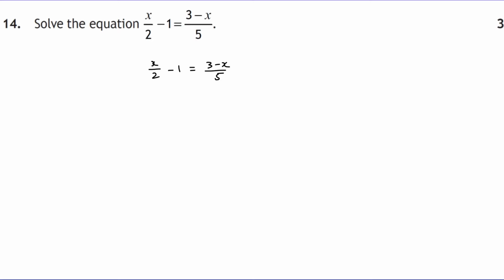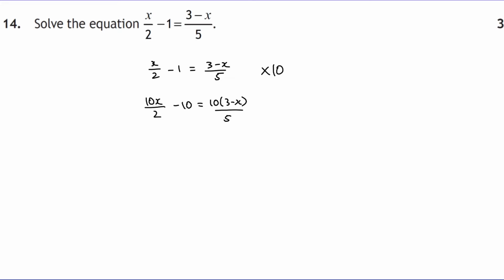So let's look at the denominators, 2 and 5. The lowest common multiple of 2 and 5 is 10. So we're going to multiply everything in this equation by 10. I'm just going to lay this out in full. So 10 times x over 2, multiply that by 10, and multiply this side as well by 10. Every single term in that equation has been multiplied by 10, both sides, to keep it balanced. If we've done this right, the fractions should cancel.